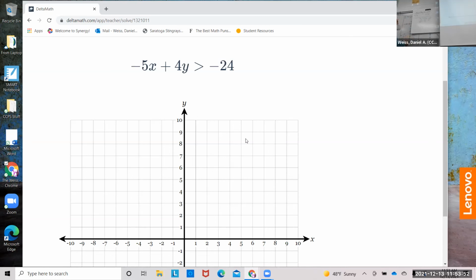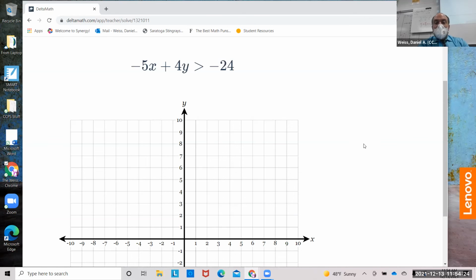I get y is greater than 5/4 x minus 6, right? Good. Hopefully you guys watching the recording could see that. Anyway, I have y is greater than 5/4 x minus 6.